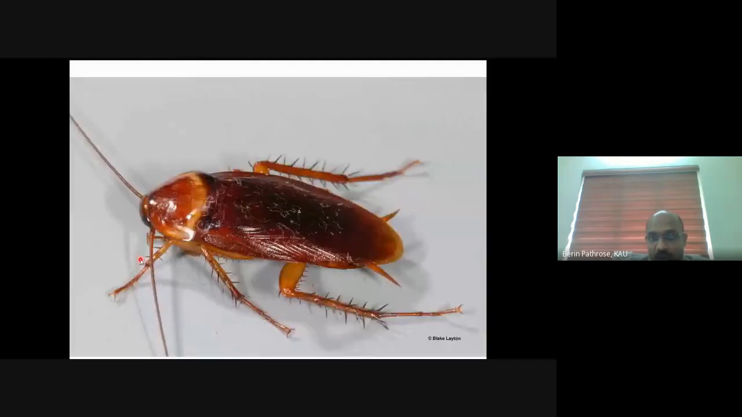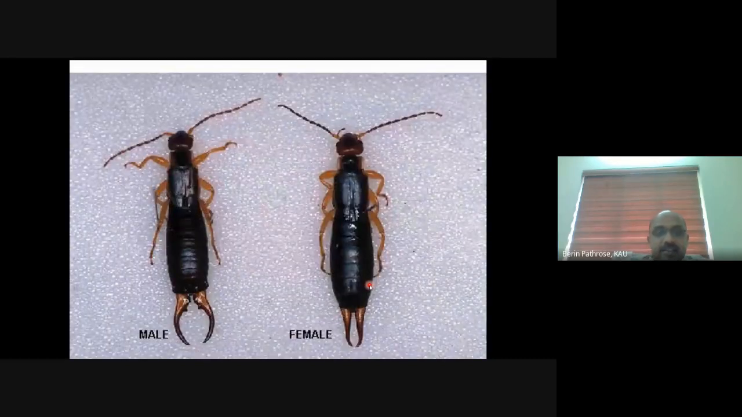I will show you. See, this is a cockroach. We can clearly see the cerci in the cockroach. You can see two abdominal appendages. These arise from the junction between the 10th and 11th abdominal segments. And I think you might have seen these insects. We call them earwigs.